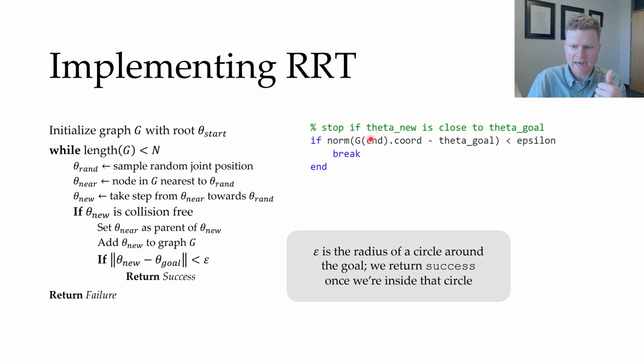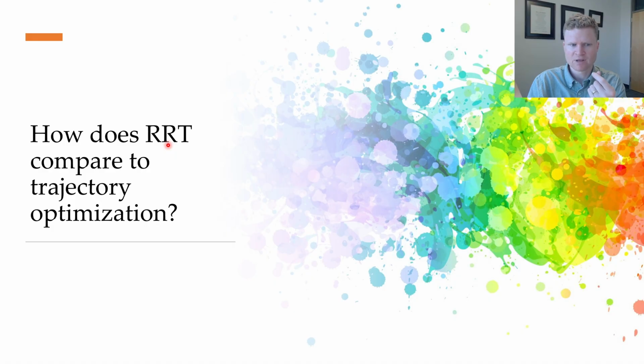All right, so if we've completed the task, we return success. If we do this n times and we never are able to find this node that's close to the goal, then we're going to return failure. Okay, so that's the implementation of RRT.